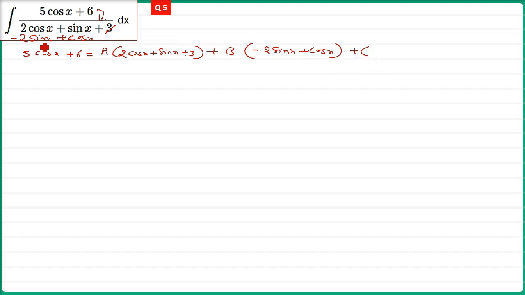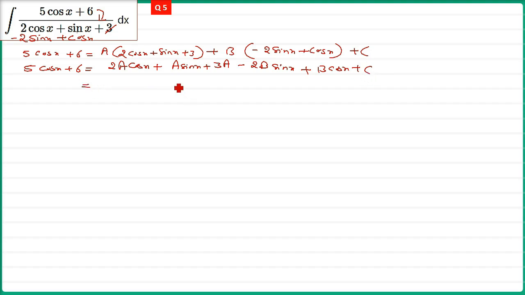Even if you are adding a, b or c, it doesn't matter, because after equating, some of the constants you have introduced will come out as 0. So don't worry about that. You can include any number of constants. Now multiply inside: 2a cos x plus a sin x plus 3a. Now multiplying b inside: negative 2b sin x plus b cos x, plus the constant c.